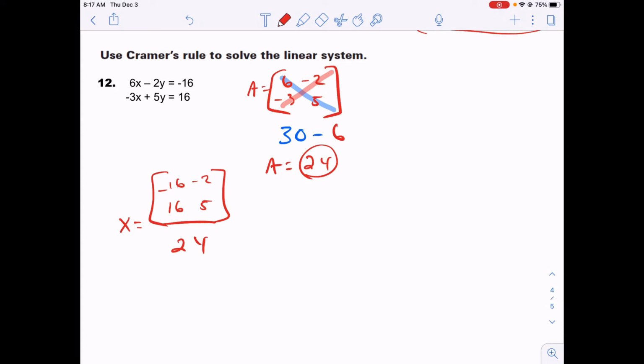All right, and the y is sort of the same thing, but now watch what we do for the y. Again, I'm still dividing by the 24, which I found above. But now since I'm finding y, I have to put these constants in where the y coefficients are. Okay, so I have 6 and the -3 from the x, but the y's become -16 and +16. And now I can just find the determinants of the numerators, and I'm all set.